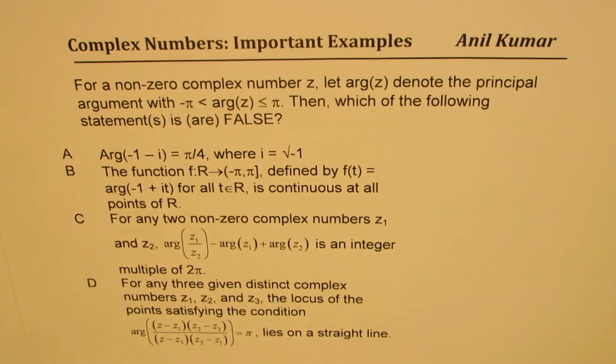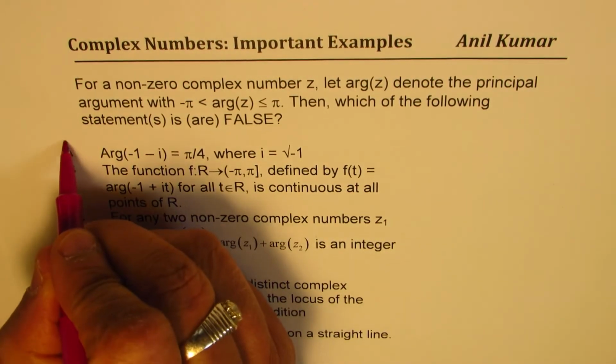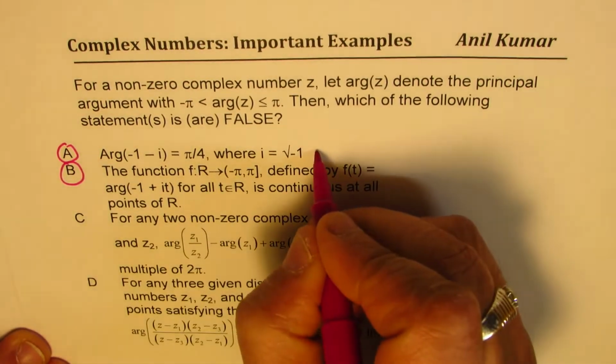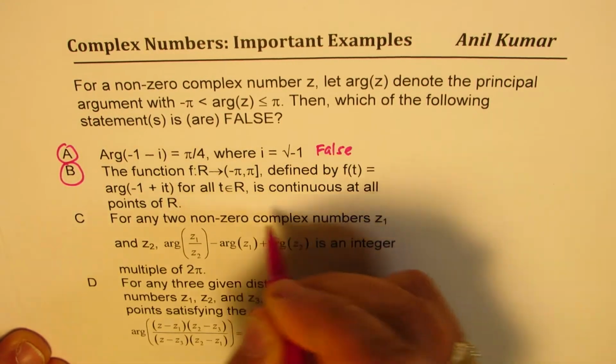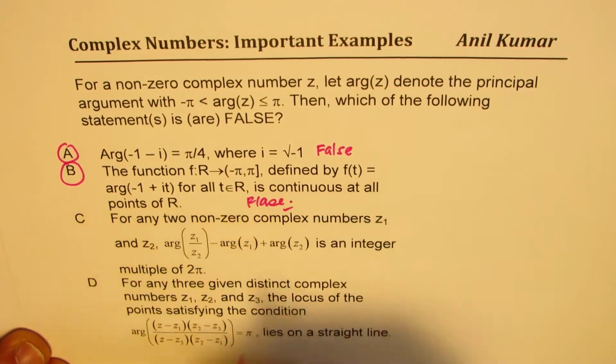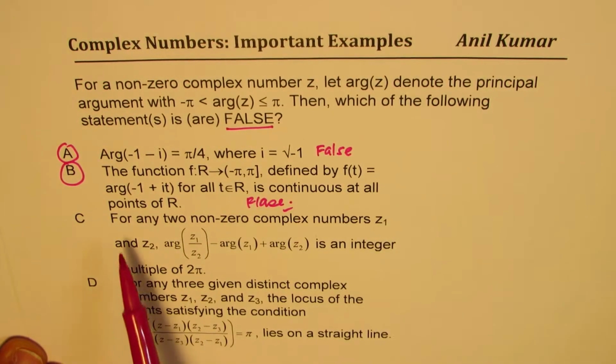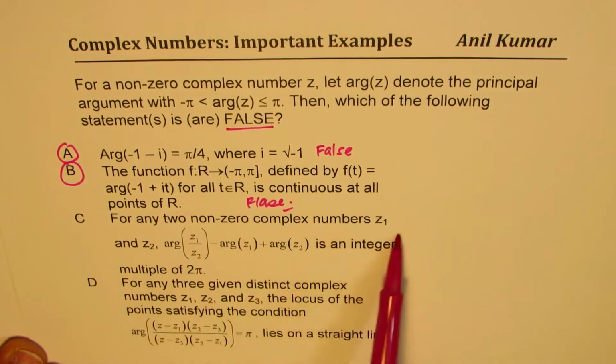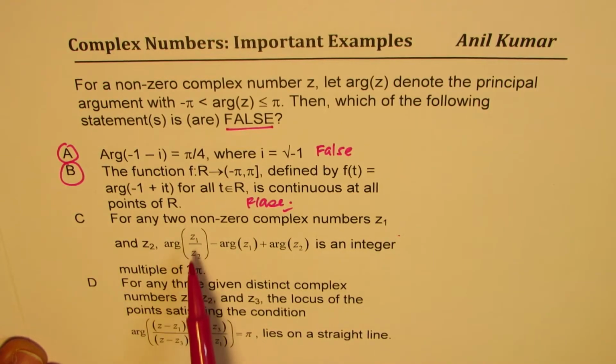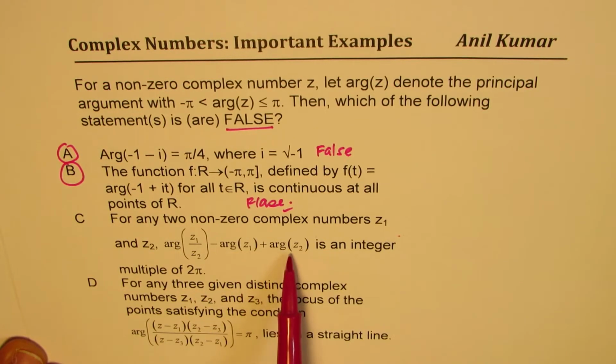Okay. So we have already figured out that both are false. And since they are false, we'll circle them, right? We want everything false. Now what is C? For any two non-zero complex numbers z1 and z2, the argument z1 over z2 minus argument z1 plus argument z2 is an integer multiple of 2 pi. Well, let's figure this out.